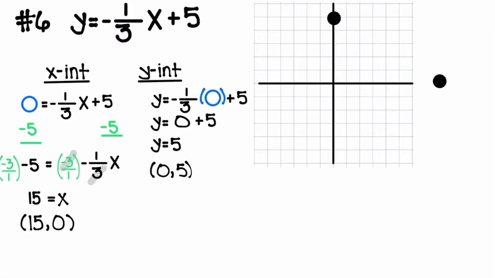Plotting that point there on the y-axis, we can now connect our x-intercept and y-intercept to graph the original equation. I've connected the points, but just to show that this line goes forever in both directions, let's put arrows on those ends.